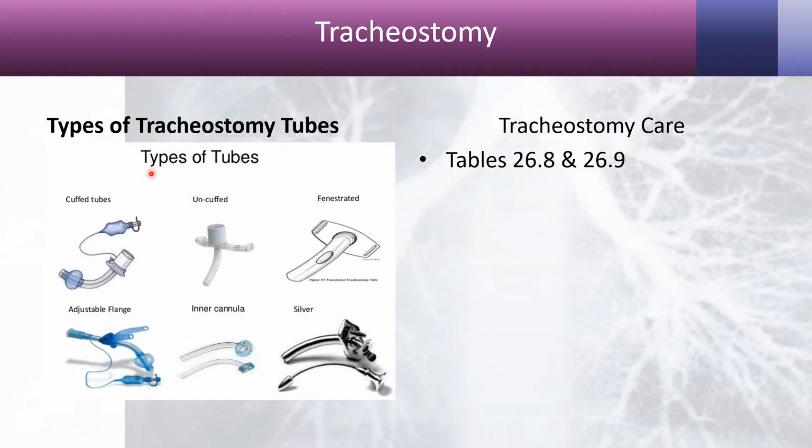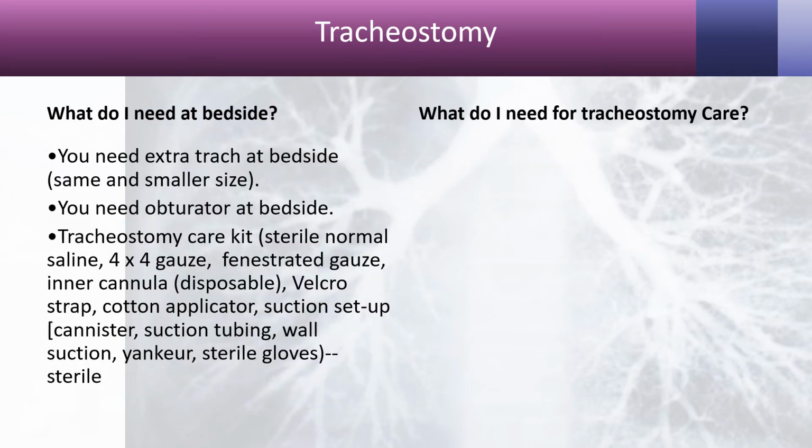And there are different types of tracheostomy tubes. We have cuffed tubes, we have uncuffed. Fenestrated means that there's a hole in the tube, as you can see in here. We need an inner cannula. And what do we need at bedside? We need, of course, an extra trach just in case your patient accidentally removes it or it's accidentally dislodged. We need either the same size or a smaller size, because once it's removed accidentally, the area will become swollen and smaller. So that's why we might need a smaller size.